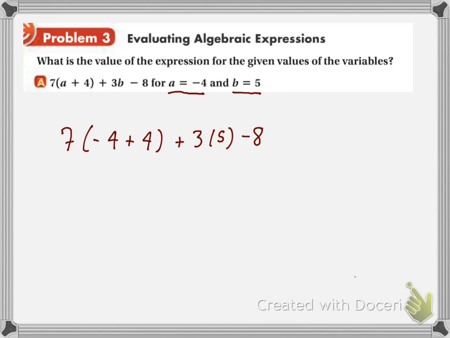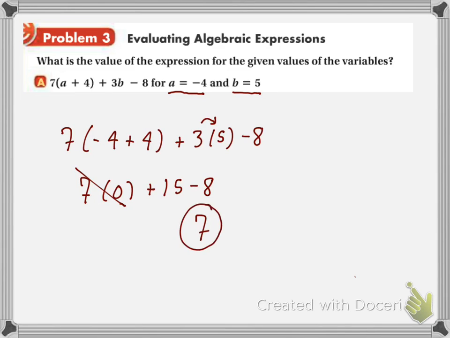minus 8. Now I'll just go through the order of operations. So I'll do the parentheses first. -4 plus 4 will give me 0. 3 times 5 will give me 15. Minus 8. Now I know that anything multiplied by 0 is going to be 0, so this cancels out. Lastly, 15 minus 8 is going to give me a final answer of 7.